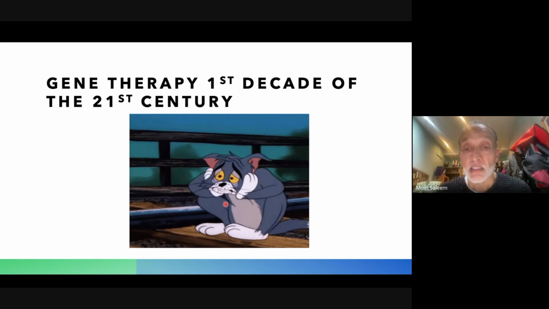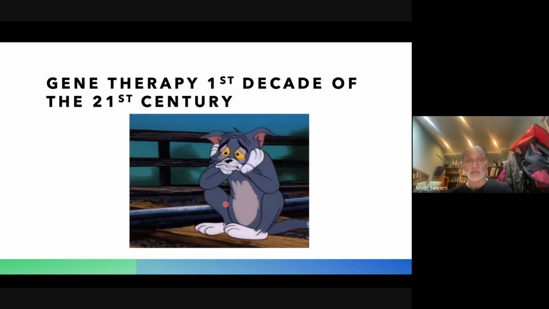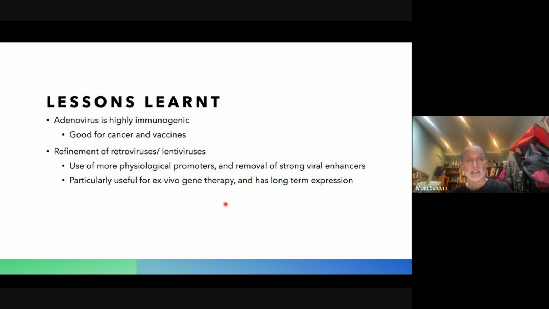So in the beginning of this century, gene therapy really wasn't doing very well after a promising start. And some of the lessons learned was that adenovirus, which was used as the Trojan horse vector, is very immunogenic. It's good for cancer and vaccines, as we know, for COVID and so on, but not good for gene therapy. And so we needed to refine these retroviruses and other types of viruses to be more acceptable, particularly in vivo. The ex vivo retroviruses are actually still working pretty well and with good long-term expression.